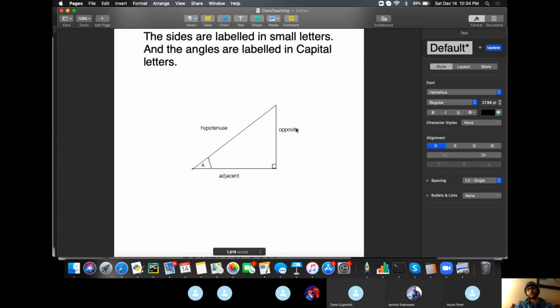However, this would then become the adjacent side, and this would become the opposite side if this is your angle, because then for this angle the opposite side is this one and the adjacent side is this one. But for this angle the opposite side is this one and the adjacent side is this one.